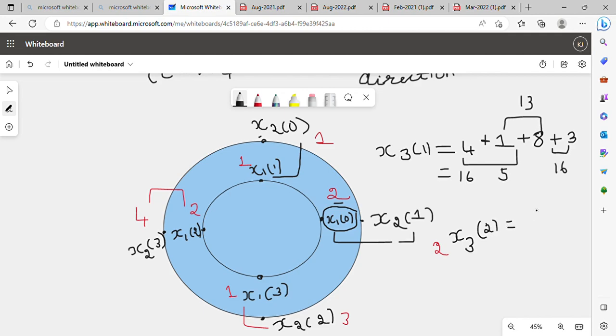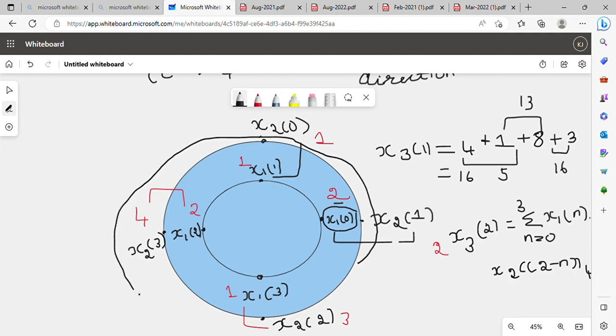So x3 of 2 is equal to this, all things are same. That is summation of n equal to 0 to 3, x1 of n into x2 of (2 minus n) mod 4, right? 2 minus n mod 4 in the sense whatever 1 minus n you have got, that is this outer circle, this whole outer circle whatever you have got, you are going to shift it one position in anti-clockwise direction, right?